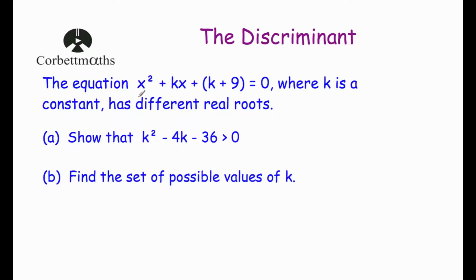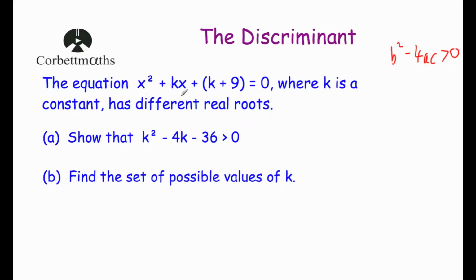Okay, so let's have a look at our last question. So our last question says x squared plus kx plus (k plus 9) equals 0, where k is a constant, so k is just a number, has different real roots. So because it's got different real roots, we know that there's two values whenever we work out the quadratic formula and solve it. So we know that the discriminant, our b squared minus 4ac, is going to be bigger than 0 because it's got two different real roots. And we've been asked to show that k squared minus 4k minus 36 is bigger than 0.